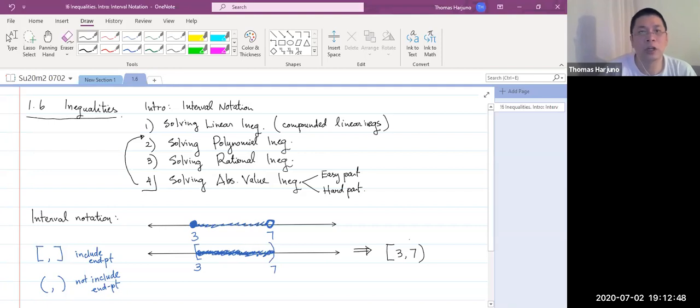And you will see the number on the left-hand side of this interval notation should be smaller than the number on the right-hand side of this interval notation. Okay.